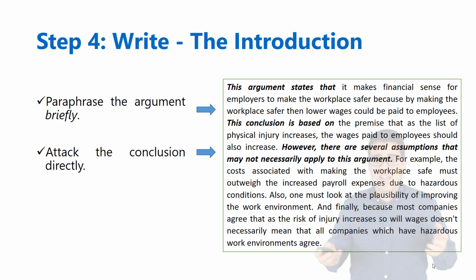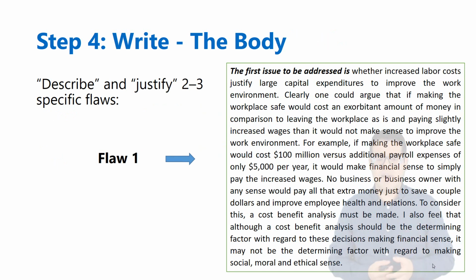Okay? And basically an attack is very, very clear. You can attack the assumption, you can attack the premise, you can attack the conclusion. Remember that the assumption is the most important part of an argument, right? It is the bridge that connects the premise with the conclusion. If you attack the assumption, you destroy everything. So then you have the body. In the body, the author mentions the first flaw.